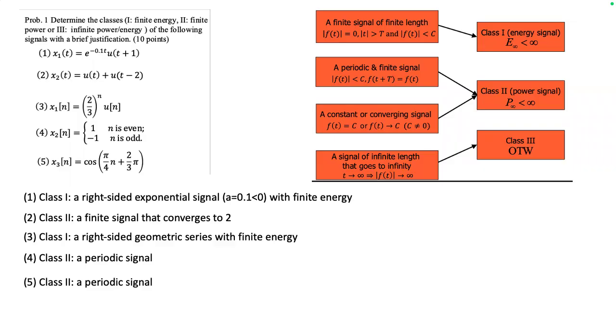It's similar like this, it very quickly drops to 0, equal to 0. It's a class 1, am I right? And the 3, 4, and 5 is just a periodic signal. That makes sense to you?